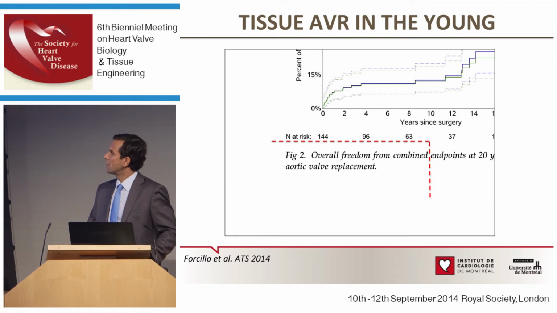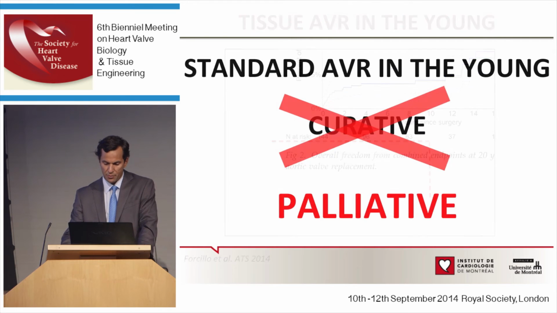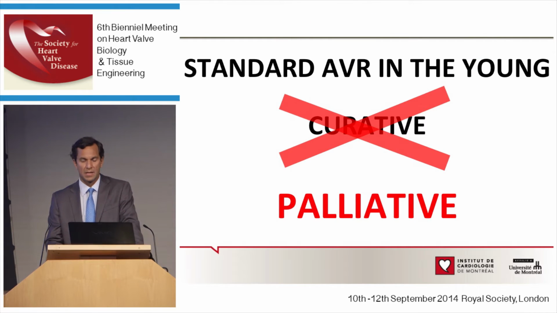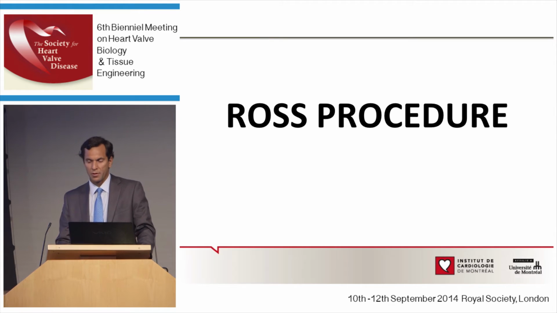And looking at the freedom from structural valve deterioration in these patients, again at about 15 years, you can see that almost 40% of these patients had significant structural valve deterioration and required reoperation. So my point to you this morning would be that standard aortic valve replacement in the young is far from a curative procedure, but rather a palliative procedure, and there's much more work that we need to do to address these shortcomings. Now, the Ross procedure may address some of these shortcomings to a certain extent, and we'll talk in a bit more detail about some of these results.